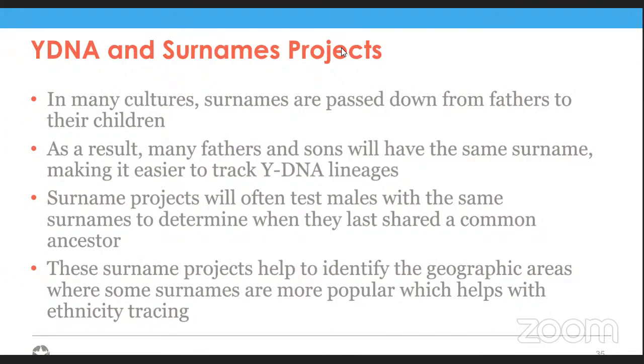So these surname projects help to identify the general geographic areas where some of these surnames are more popular, which helps with ethnicity tracing. So for example, if you have the last name Smith, it's likely that you originated in England, and for example, Fritz is very, so things like that can also help pinpoint where your genetic origin might have been.